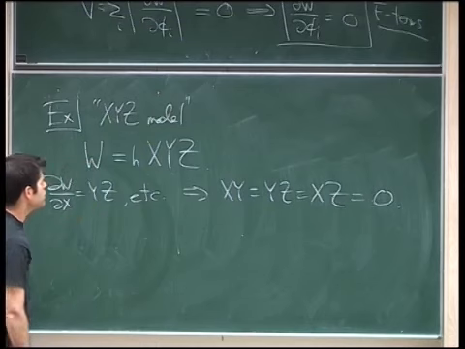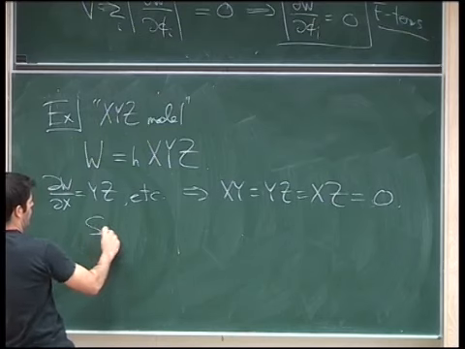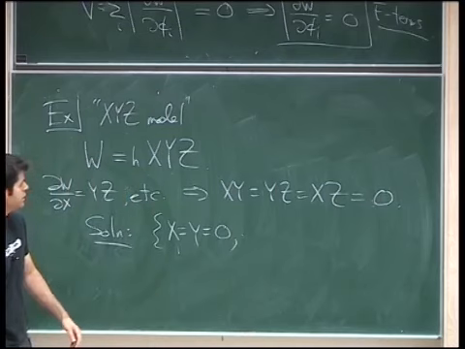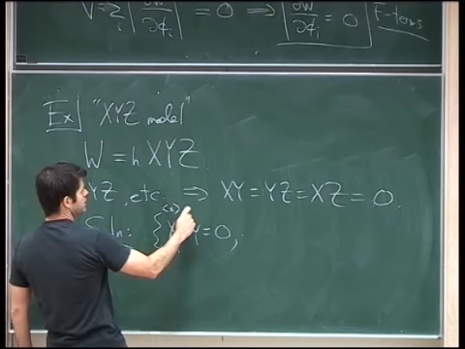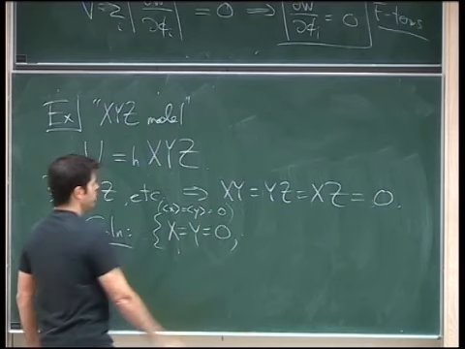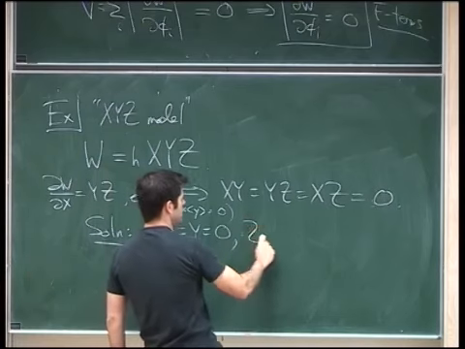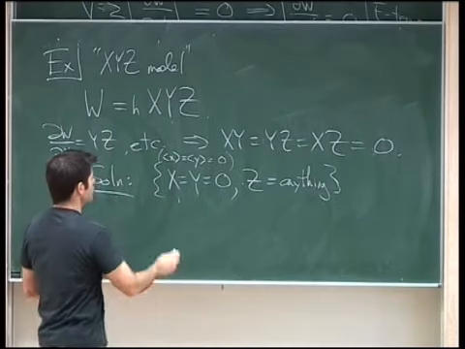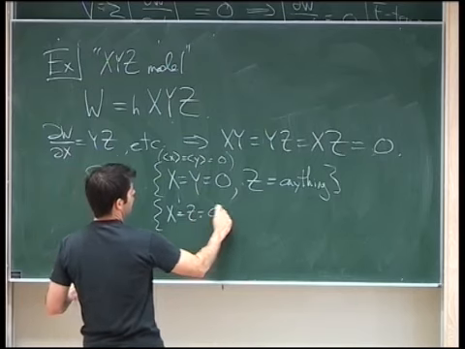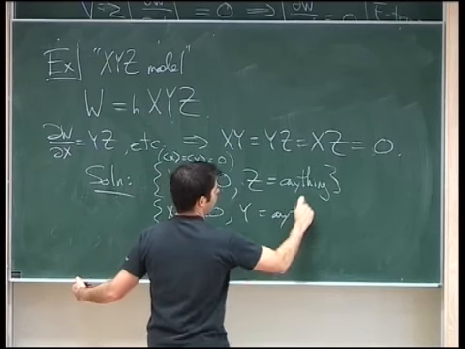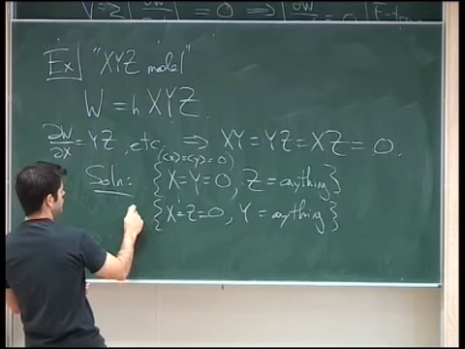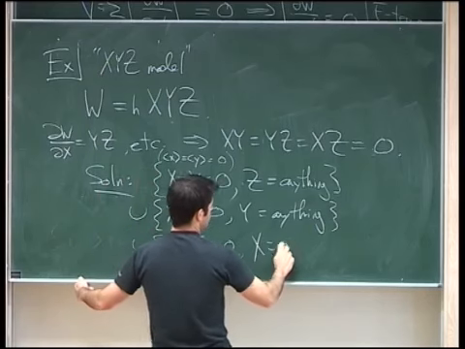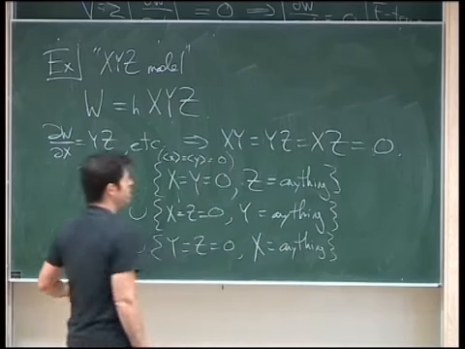So to solve these, you can write, all right, well, X equals Y equals 0. And again, this is code for the expectation value of the scalar component of X equals the expectation value of the scalar component of Y equals 0. And Z is anything, et cetera. X equals Z equals 0. Y equals anything. I guess union. What haven't I done? Y equals Z equals 0. X equals anything. And by anything, I really mean any complex number here.